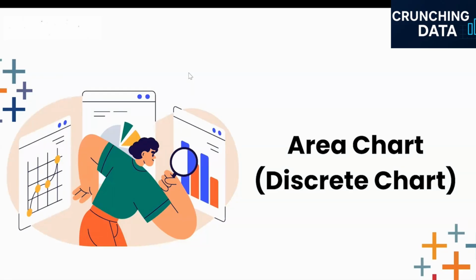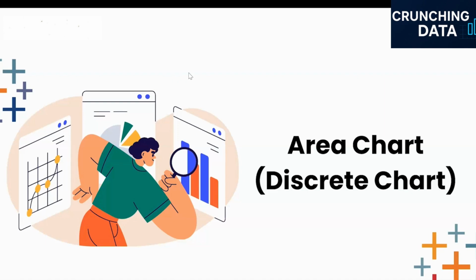In a discrete area chart, data points are plotted against the horizontal axis, which represents the distinct categories or data points. The vertical axis represents the values or measures you want to visualize. The data points are then connected with lines, and the area between the lines and a reference axis is shaded, which provides a visual representation of cumulative or comparative values for each of the categories.